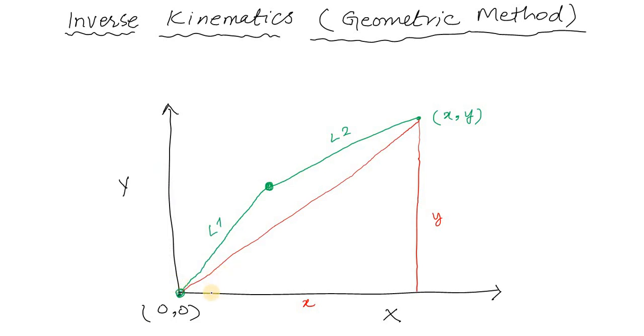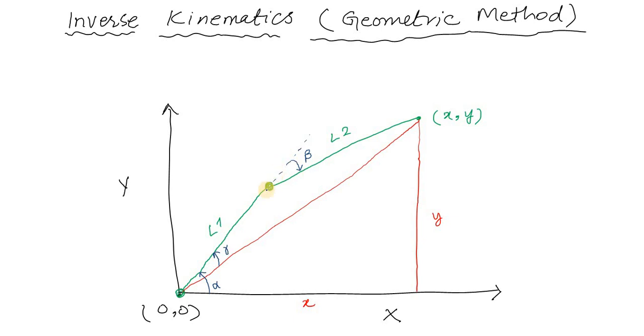We forgot to mention here we have the angle alpha, and here we have the angle beta. And this angle, the internal angle, call it gamma.